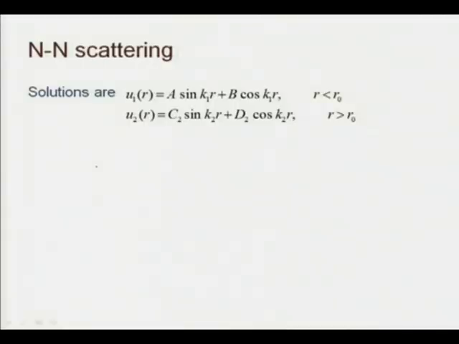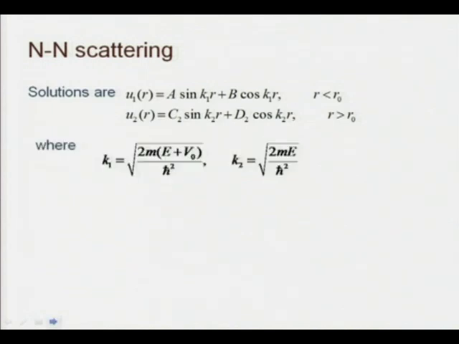This gives us the solutions of the equation as u1 equal to some constant a times sin of k1 r plus another constant b cos k1 r for the region r smaller than r0, and a very similar thing for r larger than r0, but now we have another wave vector k2, and the coefficients c2 and b2 can be, in general, different from a and b respectively. Okay. So k1 and k2 are given in terms of E and V0. For the region r less than r0, the potential is non-zero, and the wave vector is k1 equal to the square root of 2m(E plus V0) over h cross squared. And for k2, we do not have any potential, the potential is 0 in that region, and therefore this is the square root of 2mE over h cross squared.